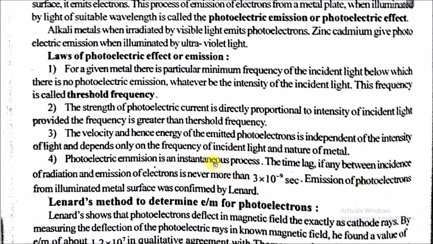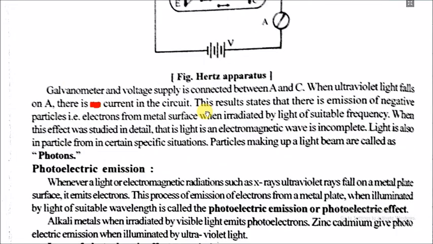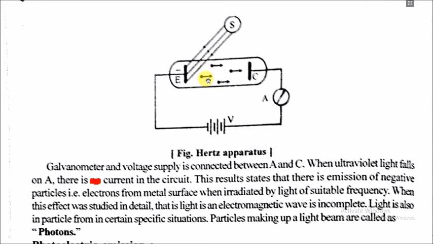Then the third law: the velocity and hence energy of the emitted photoelectron is independent of the intensity of light, and it depends only on the frequency of incident light and the nature of the metal. Here, the electron which is ejected from this metal surface due to the action of this photon has some velocity as well as some energy.